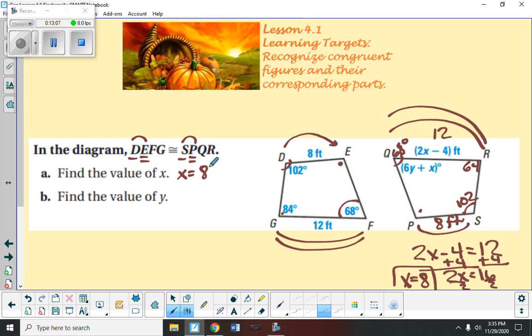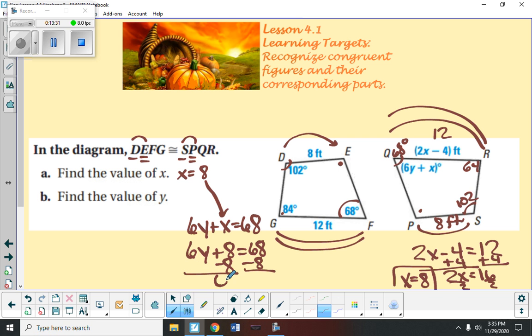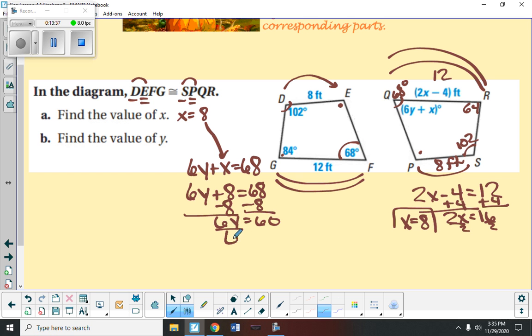Now to figure out what y is, I know that 6y plus x equals 68. And since I found out that x is 8, I'm going to substitute that in. So 6y plus 8 equals 68. So I had to do some figuring on this problem, but you always want to start by filling in everything you know, by looking at those corresponding parts. So y equals 10. There's my second answer. Y equals 10.